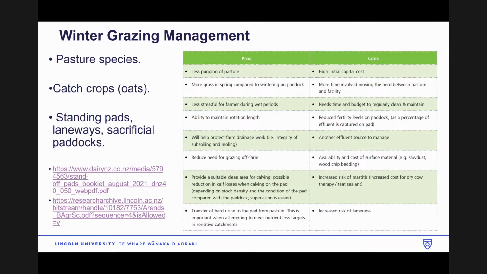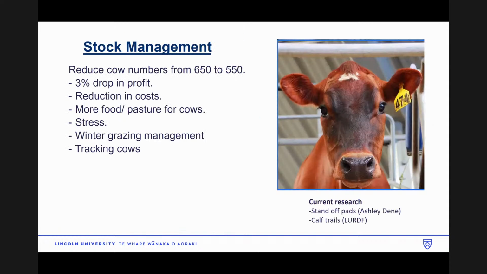Positives and negatives. In terms of stock management, look, on our Lincoln University Dairy Farm, we did actually reduce our numbers from 650 cows to 550 cows, which is a bit of a step. Most people will be like, what are you doing? The reality is that if you've got less cows, you've got less nitrogen leaching. So we did get a 3% drop in profit, but saying that, we also had a reduction in costs.